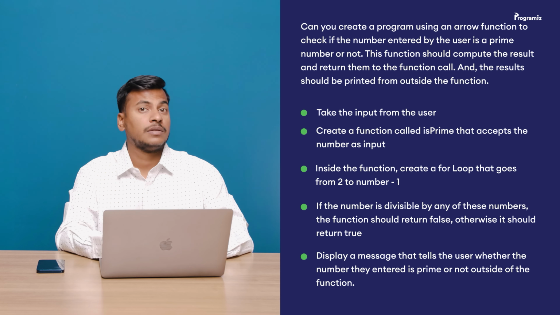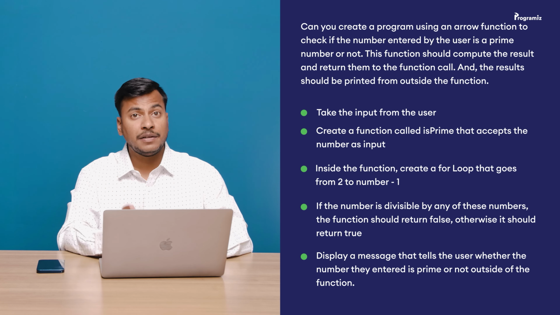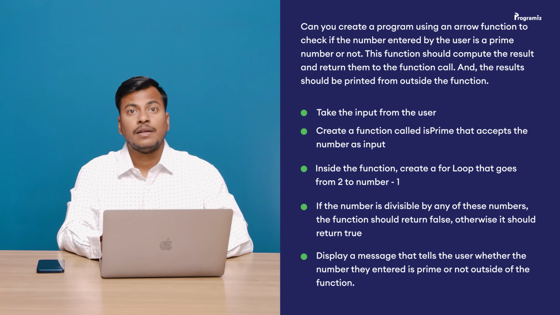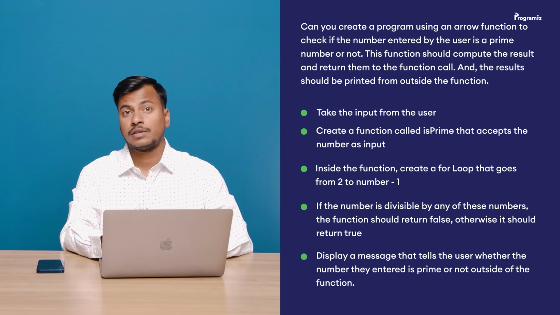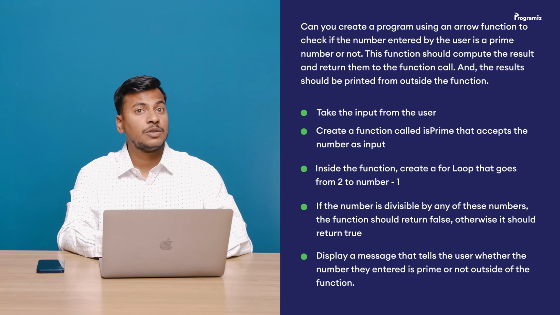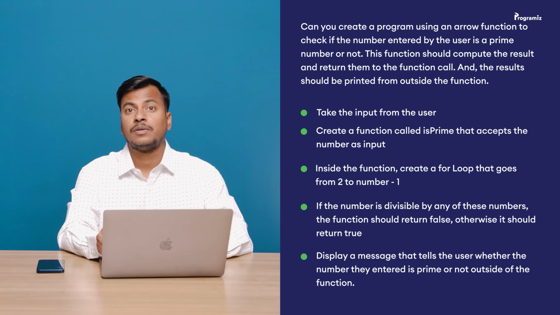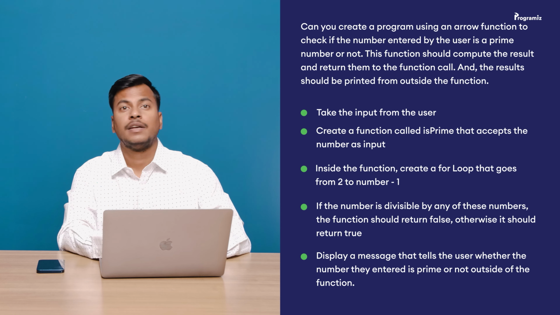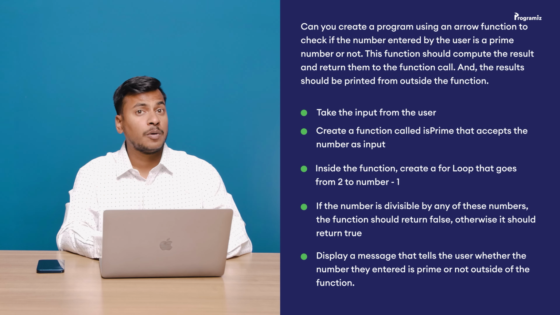Now, if the number that the user entered is divisible by any of these numbers from 2 to 9, then the function should return false. Otherwise, it should return true. Now, display a message that tells the user whether the number they entered is prime or not outside of the function. You'll find the answer to this question in our GitHub repository.